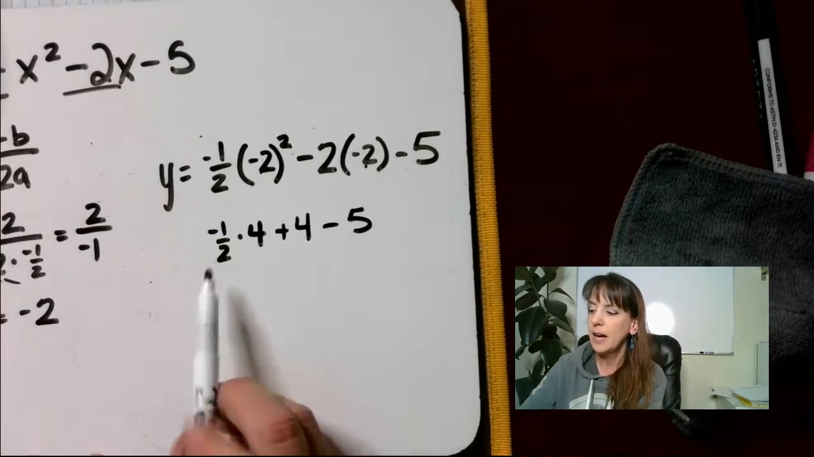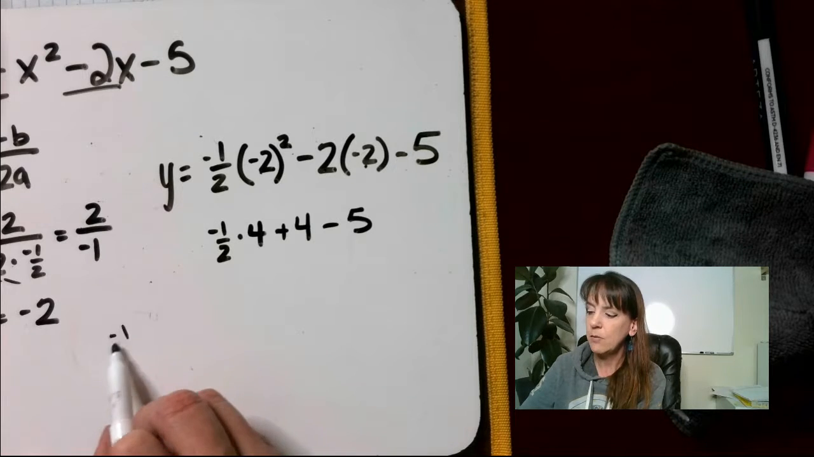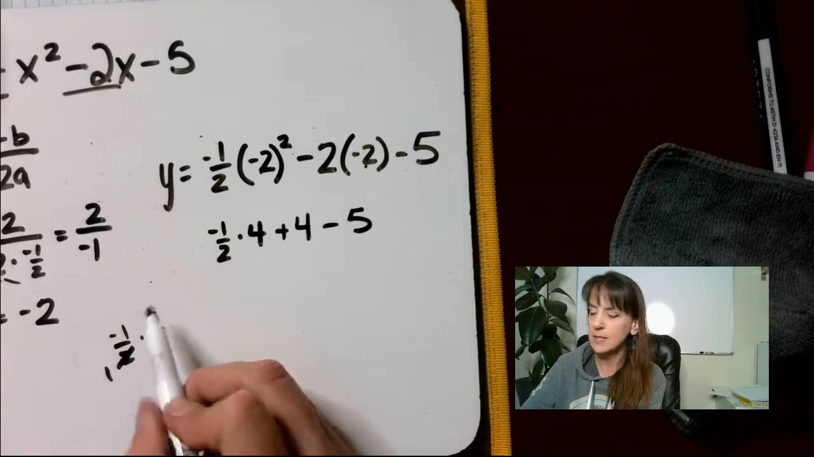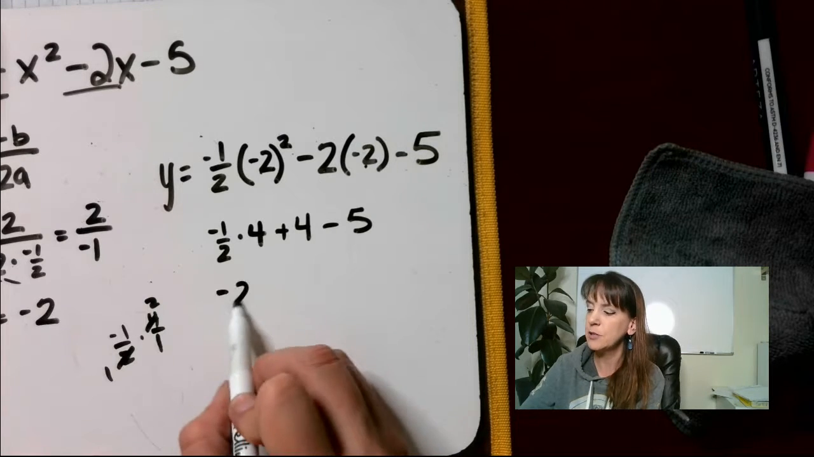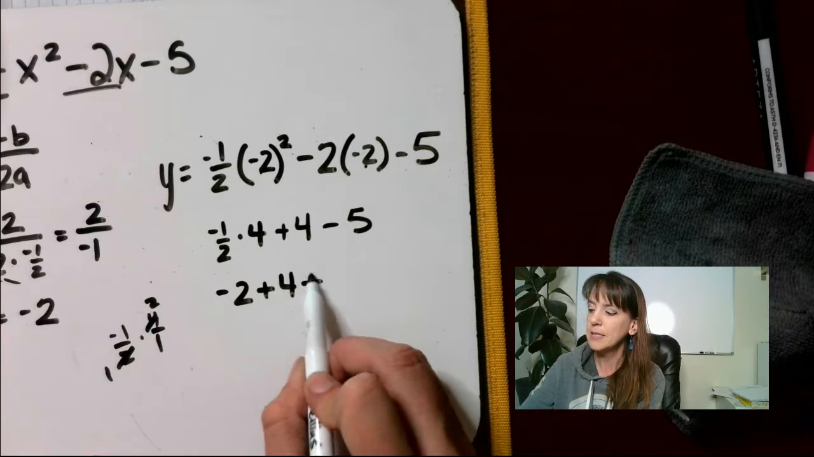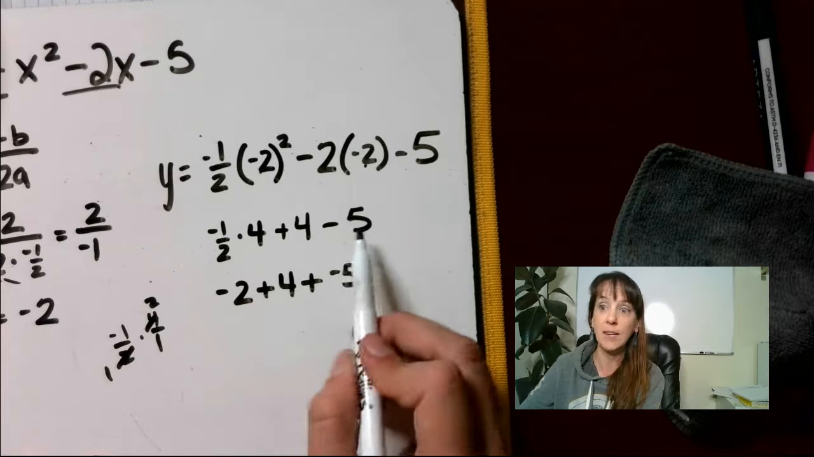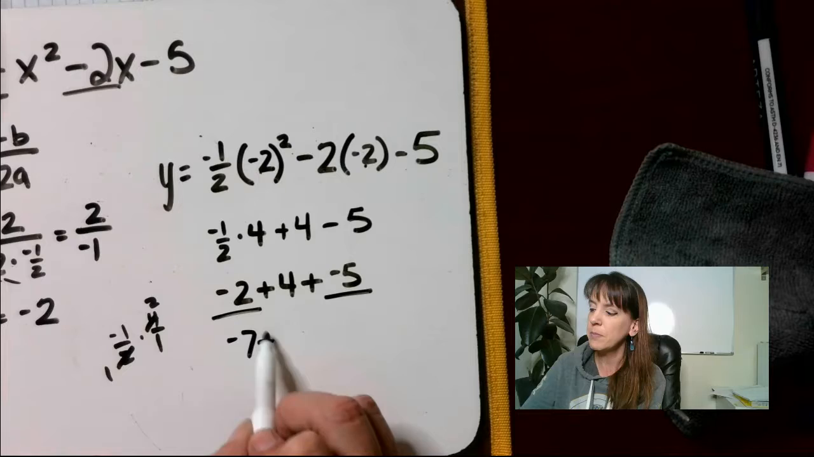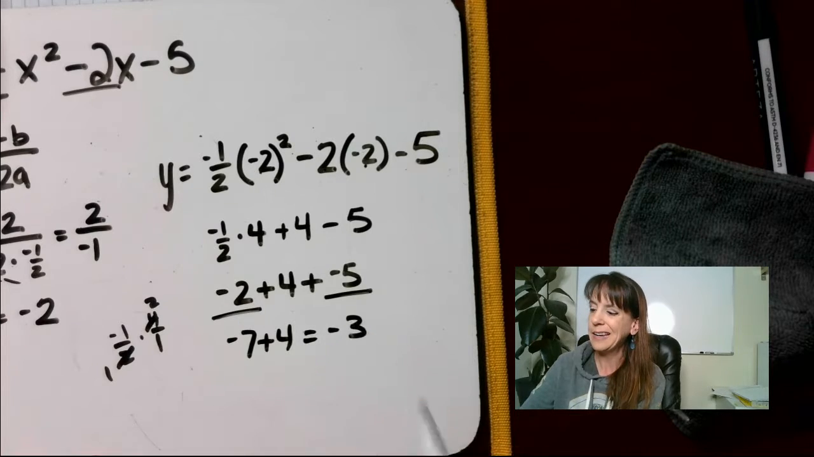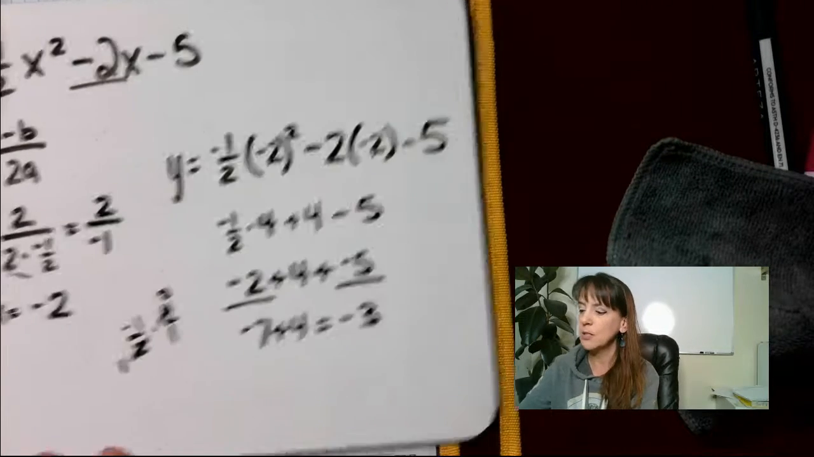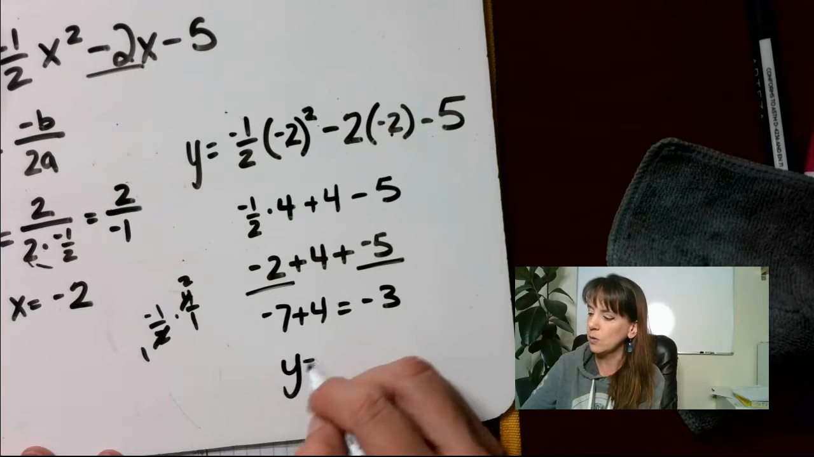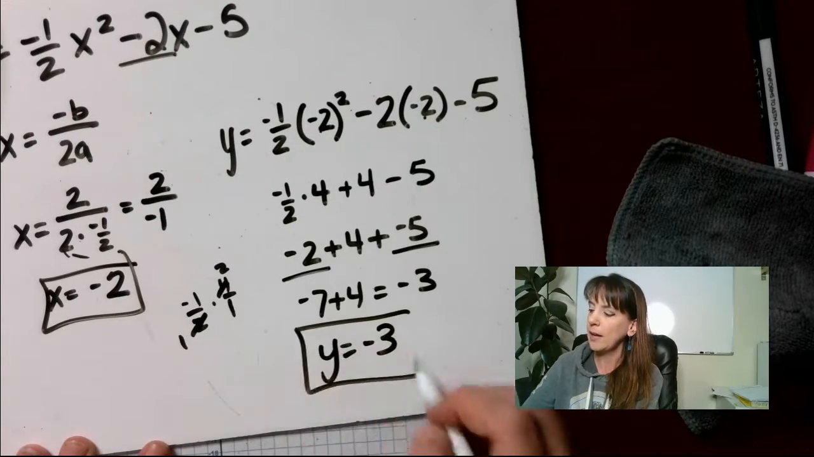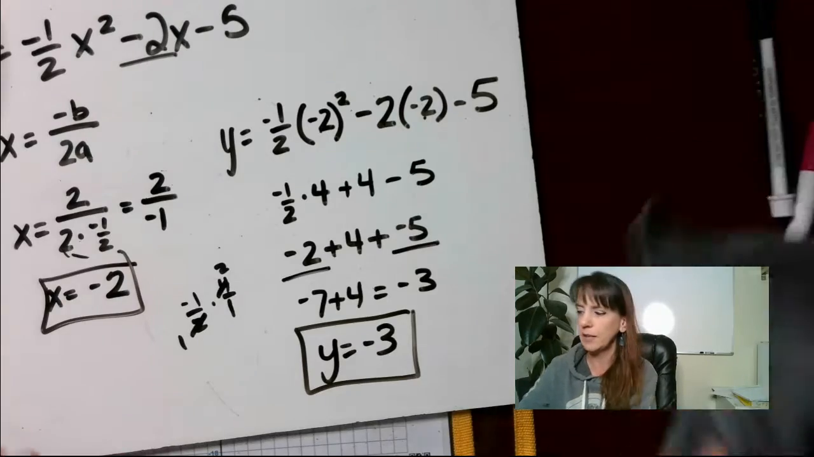Minus 5. Again, side work here, -1/2 times 4 over 1. This is going to be 1, this is going to be 2, so I end up with -2 plus 4 plus a -5. All I did was add the opposite there. So -7 plus 4 gives me -3. Bam! So y equals -3. So we have our x here, -2, and we have our y, -3. Hopefully you got the same thing.